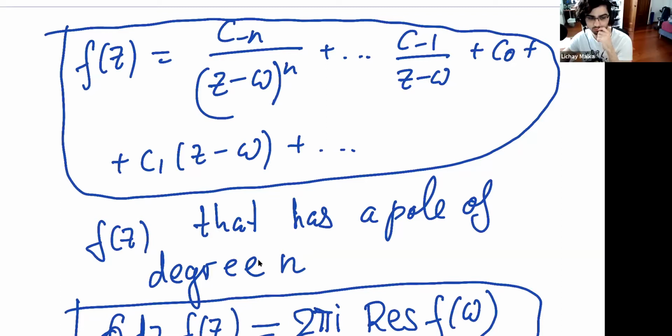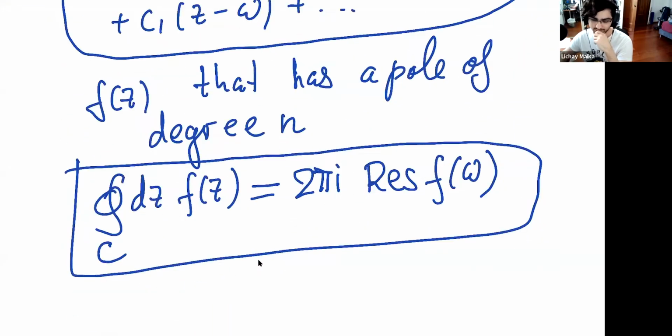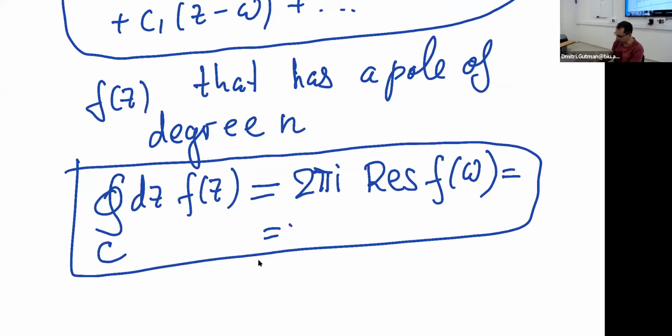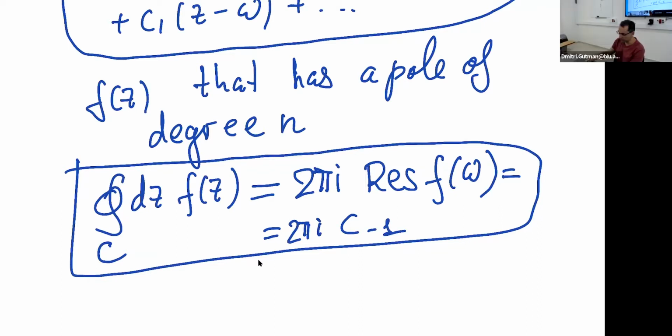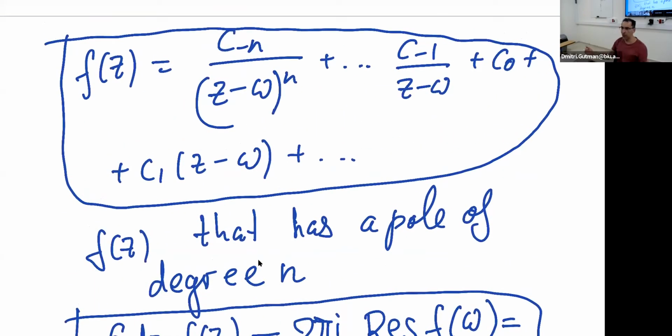C minus 1. Yeah, so for the expression above, that will be 2 pi i times c minus 1. So it means that if there is a pole of degree n, we know that the function is expandable in the Laurent series, and there would be a term that comes with c minus 1.